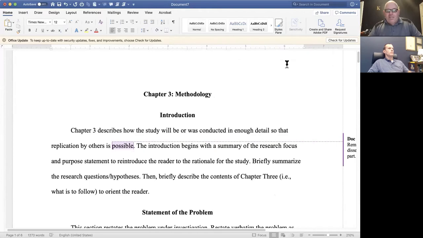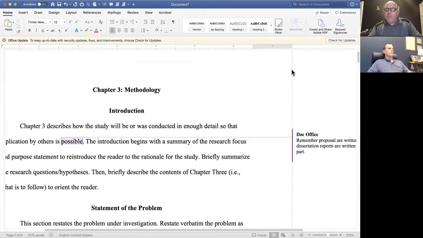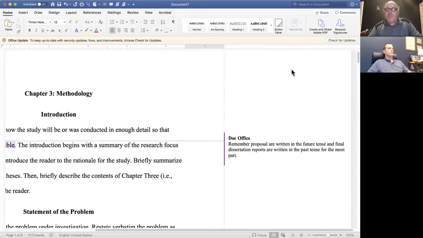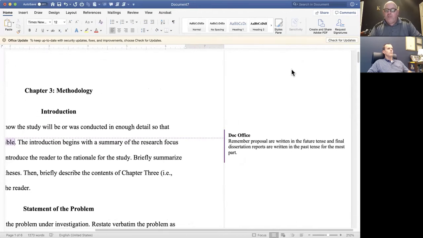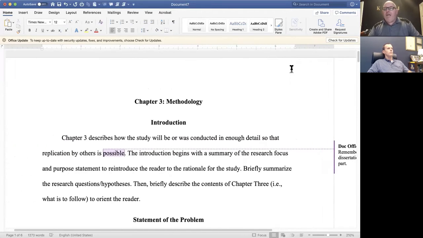So in the template, it says you need to stay in, what is it? I think it says it right. Remember, proposals are written in the future tense and the final dissertation reports are written in the past tense. Write everything in the past tense. The idea of you going back and having to rewrite it, since we're working toward building a perfect 1, 2, and 3 before you go in. So you're on the other side. Just remember, you're staying in the third person, you're staying in the past tense, and then you don't have to go back and rewrite it.